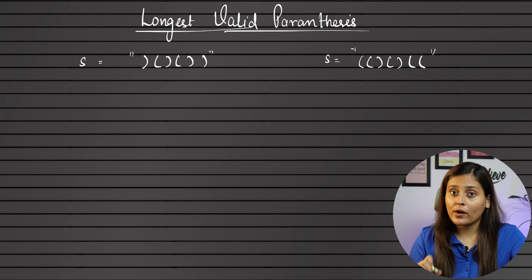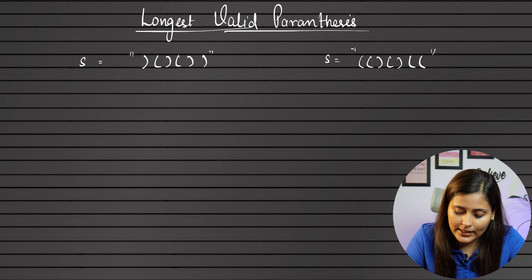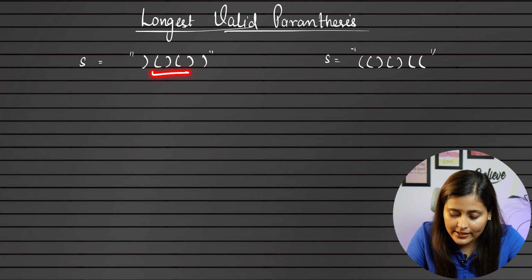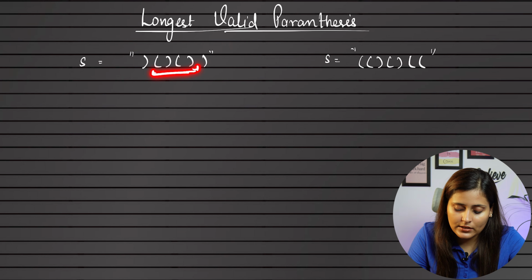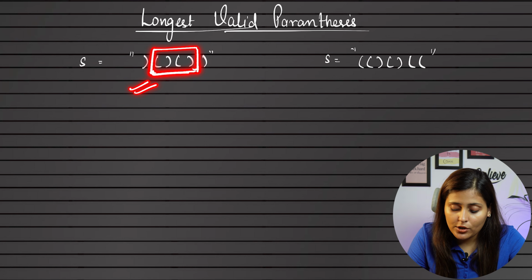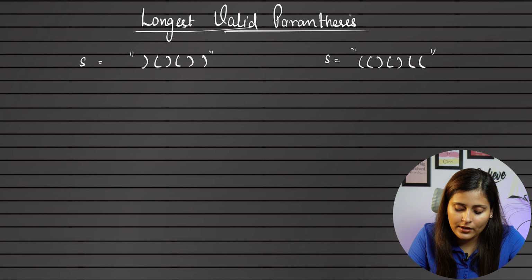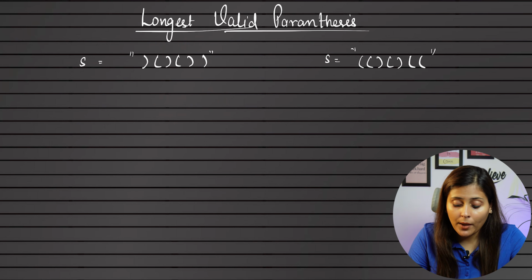Okay, so let's try to understand the problem. As you can see in this given example, from the first index to the fourth index, this is valid, correct? So you have to return the length of it. How do you calculate length? Basically, if you have a left pointer here and a right pointer here, you do right minus left plus 1. That we will do. But how to check if this is valid or not?